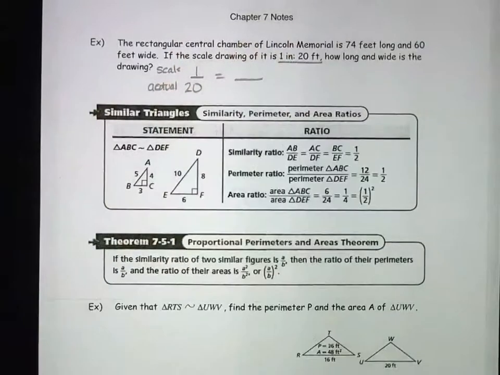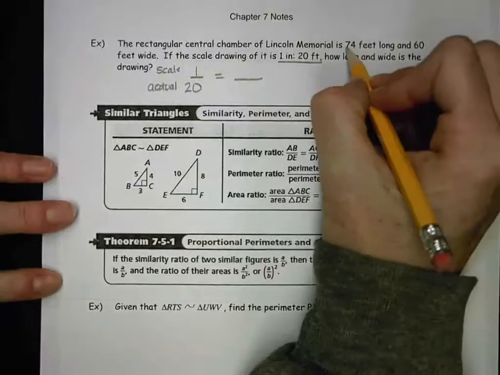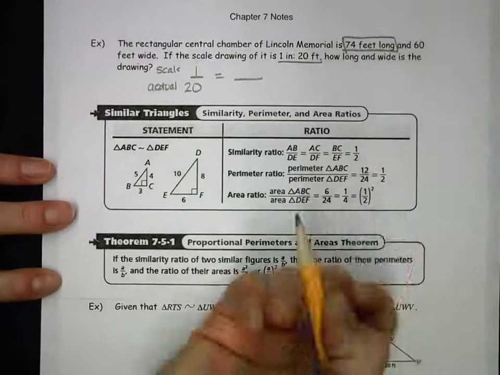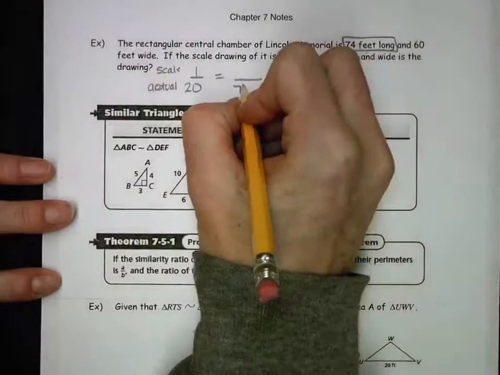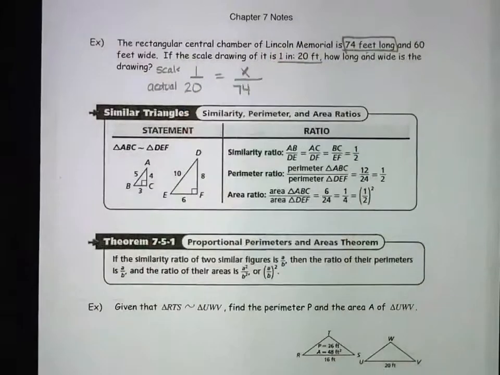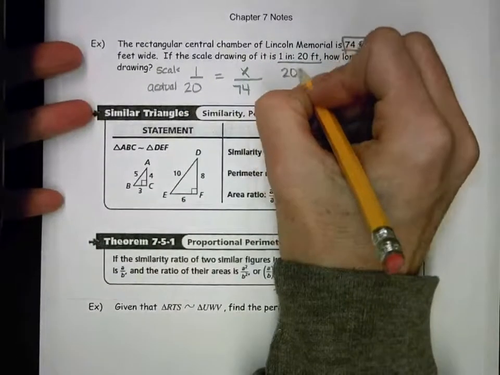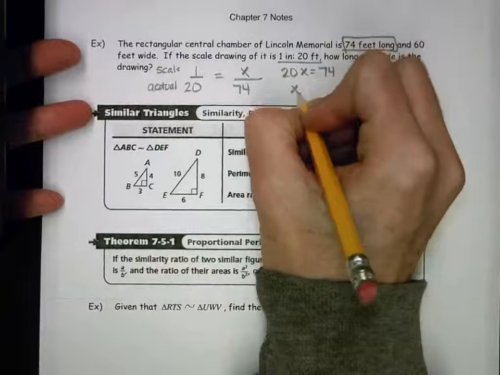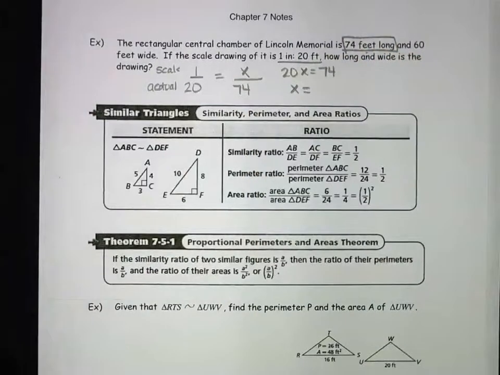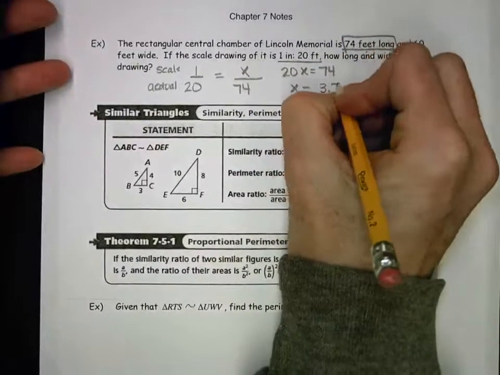Because we are trying to find both the new length and the width, we are going to have to do this proportion twice. The first thing I'm going to do is take the length. Because it's the actual length, I'm going to put the 74 on the bottom. And when you cross multiply this, you get 20x equals 74. When you divide 74 by 20, you get 3.7.